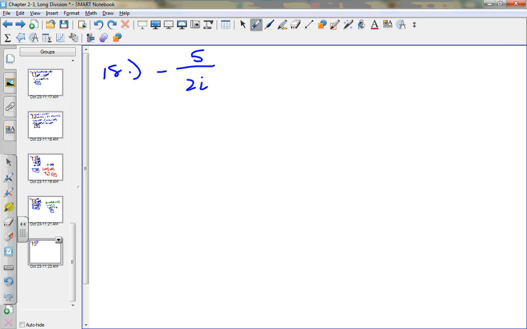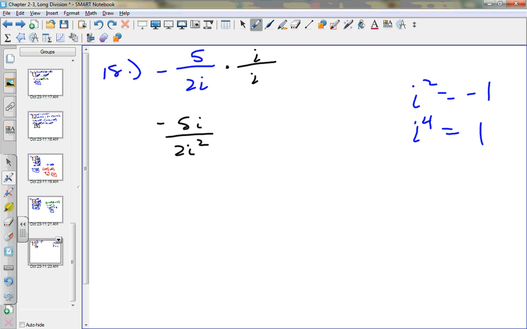The only way I can get whole numbers, Morgan, pay attention, i squared is equal to negative 1, make sure, and i to the 4th is equal to positive 1. Okay? So now, if I have those two values, what am I going to multiply this by right in here? i over i, because I just get i squared, right? So that's negative 5i over 2i squared. And what's i squared? Negative 1, so it's negative 5i over negative 2.